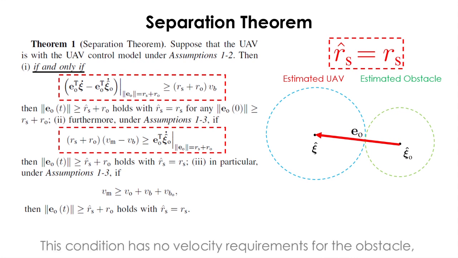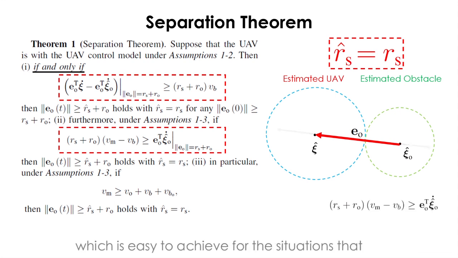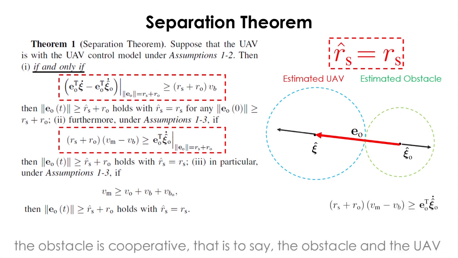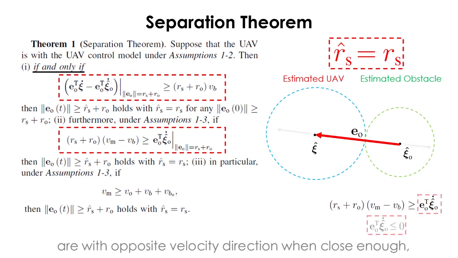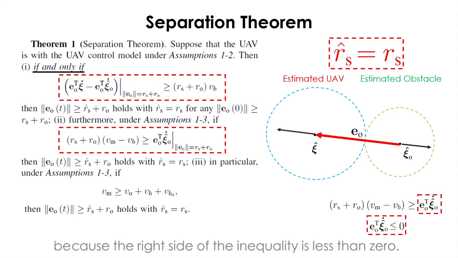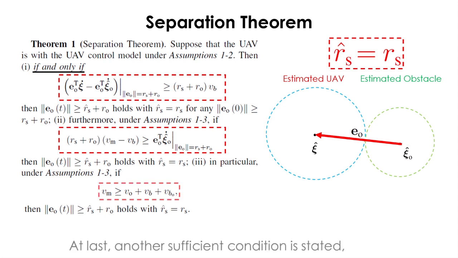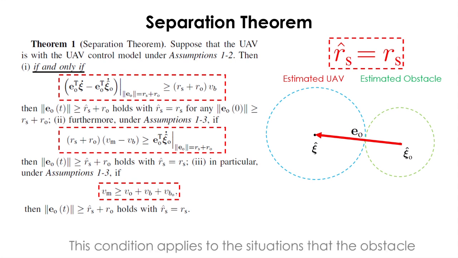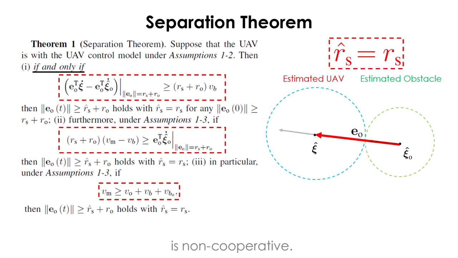This condition has no velocity requirements for the obstacle, which is easy to achieve for the situations that the obstacle is cooperative. That is to say, the obstacle and the UAV are with opposite velocity direction when close enough because the right side of the inequality is less than zero. At last, another sufficient condition is stated, where the velocity of obstacle is limited. This condition applies to the situations that the obstacle is non-cooperative.